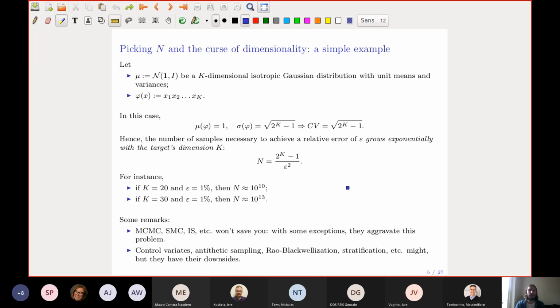Now, at this point, you probably will start asking, okay, how can I avoid this? How can I overcome this issue? And at least for this example, in general, things like MCMC and SMC and importance sampling that we use because we cannot draw samples from most targets of interest, these are not going to save you here. They're not going to fix this problem. And there are some exceptions, and without a doubt, it's a very general statement. But in general, they won't.